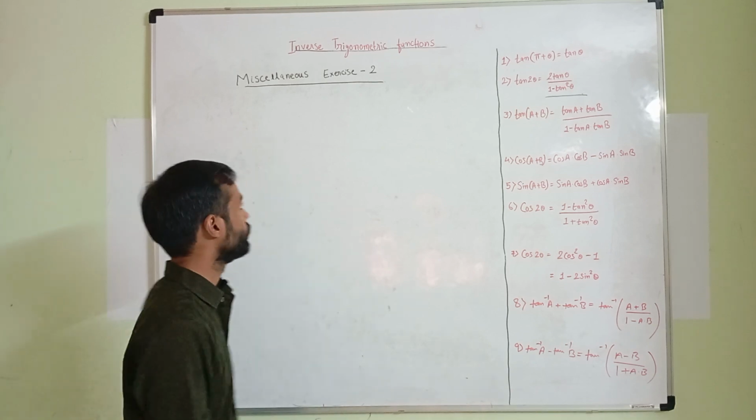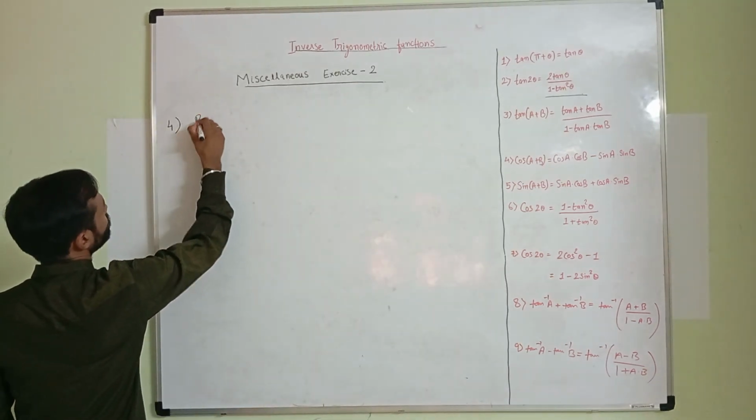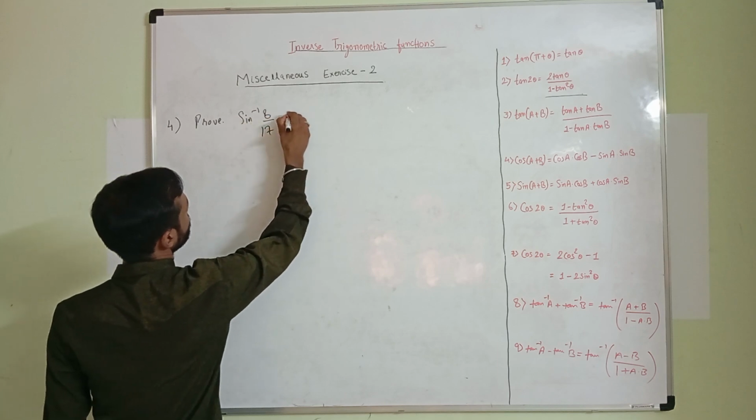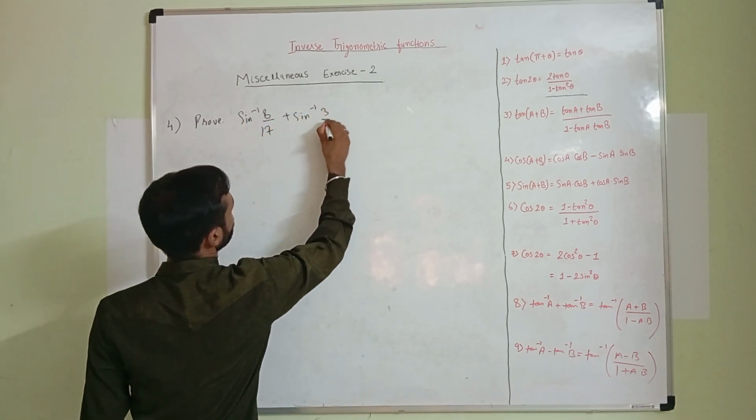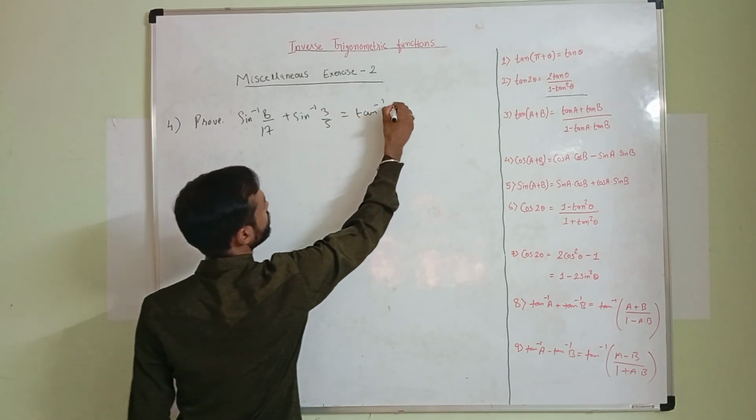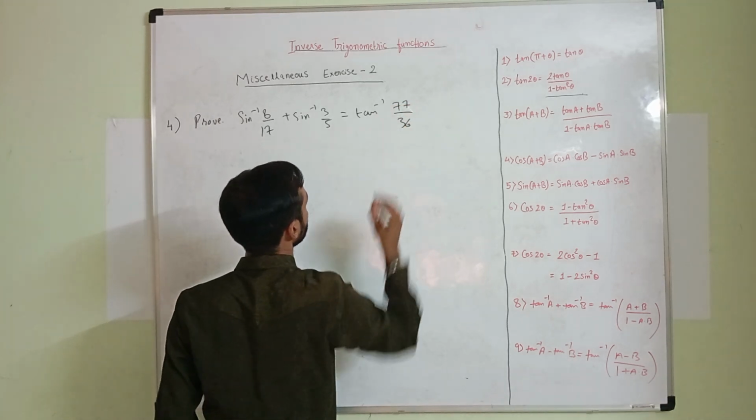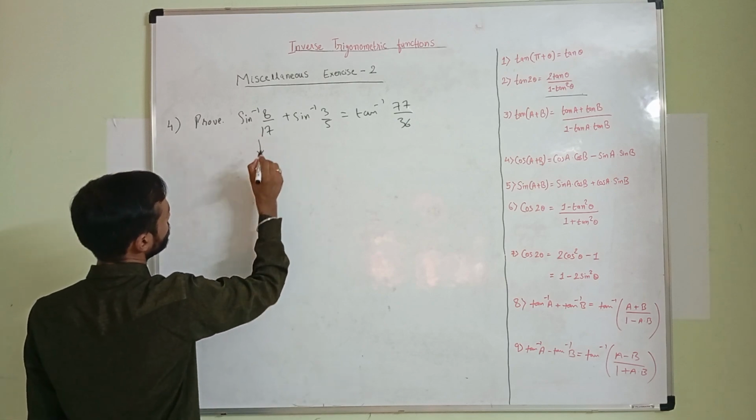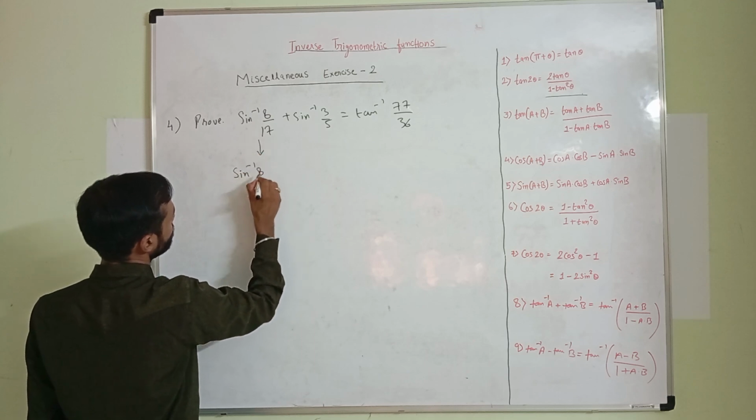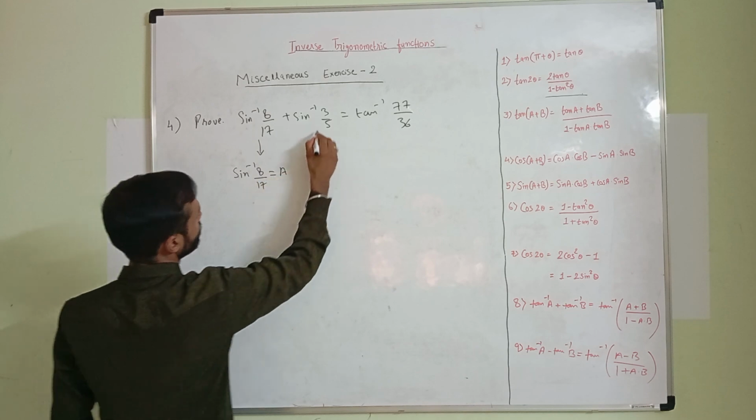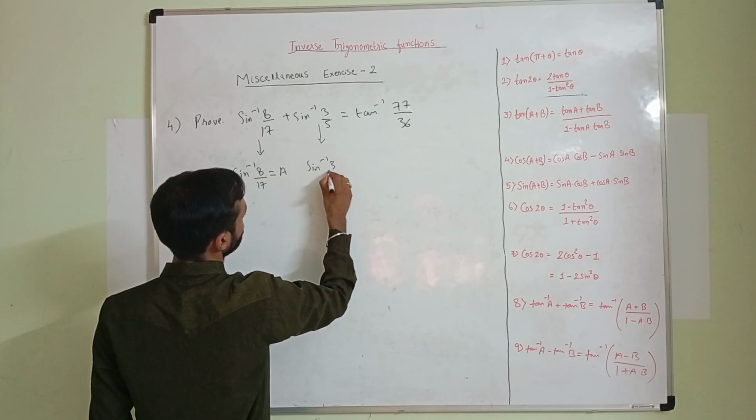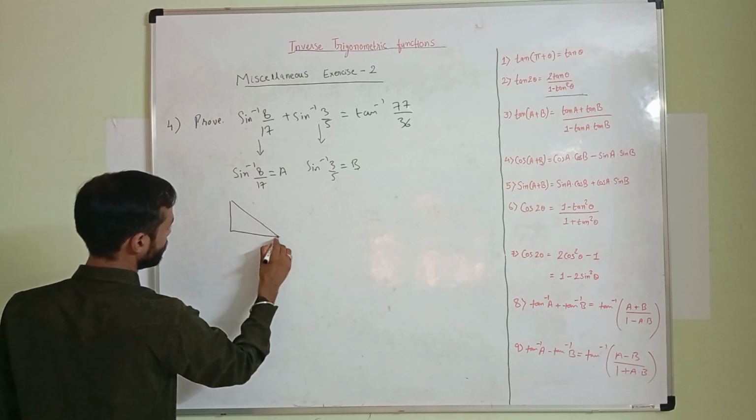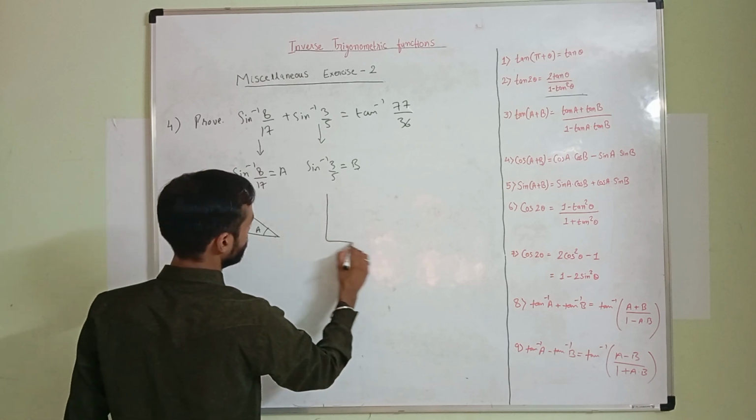Next is example number 4. We have to prove that sine inverse of 8 by 17 plus sine inverse of 3 by 5 will be equal to tan inverse of 77 by 36. In such kind of examples, we will first assume sine inverse of 8 by 17 equals A, and sine inverse of 3 by 5 equals B. So there will be two right angle triangles. The first one is for angle A, and the second one is for angle B.